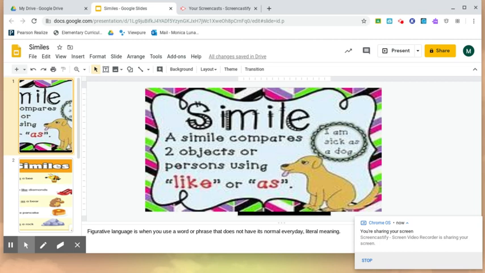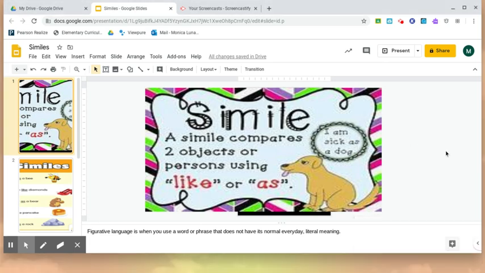Hello, today we are going to be learning about similes, and this is another example of figurative language. Figurative language is when you use a word or phrase that does not have its normal, everyday, literal meaning.